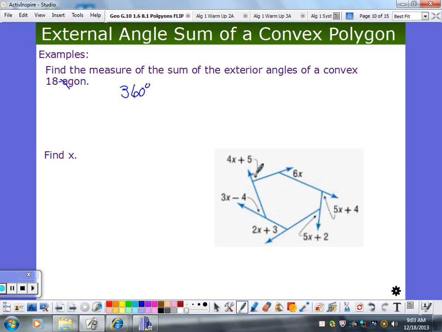Find x. I've got a whole bunch of exterior angles here, and they're all going to add up to 360. So now I've got to add these up. 4x plus 5. Couldn't pick a smaller size than this. I didn't pick a googol number, or we'd be here a very, very long time. I make sure I don't mess it up. 2x plus 3. Is that all of them? Yeah. And that's going to be 360.